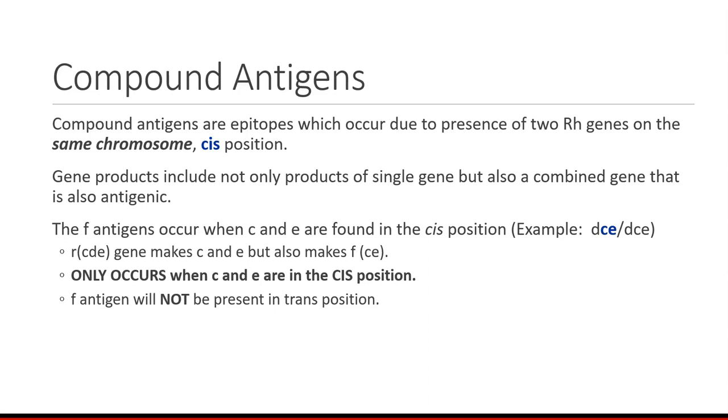The f antigen occurs when little c and little e are found in the cis position. The gene makes little c and little e, but when they're together on the same chromosome, for some reason this creates its own antigen known as little f. And this only occurs, again, when the little c and little e are in the cis position. Little f will not be present in the trans position.